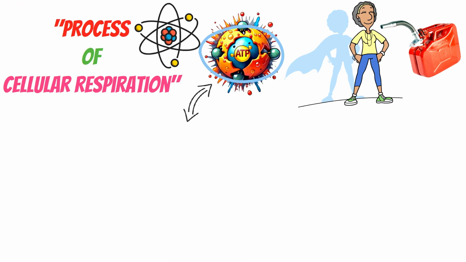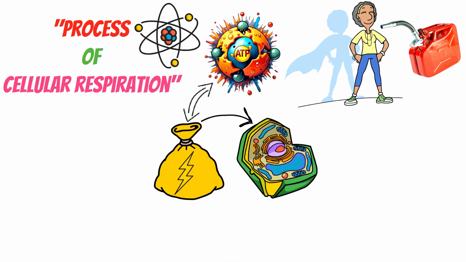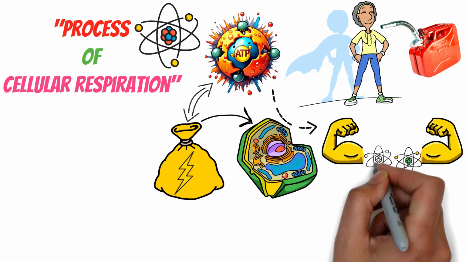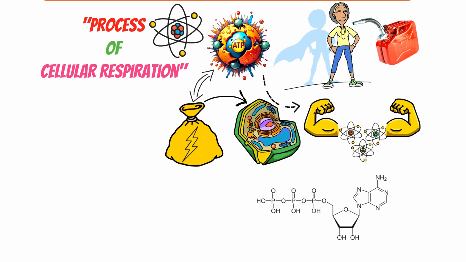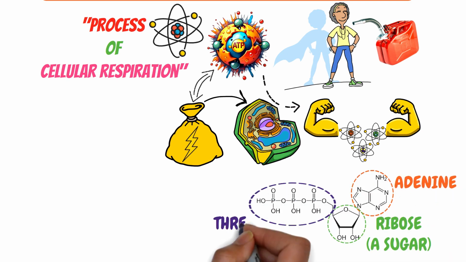ATP is often referred to as the energy currency of the cell. Just like money, ATP is used to pay for the energy costs of various cellular processes. It's made up of adenine, ribose, a sugar, and 3 phosphate groups.